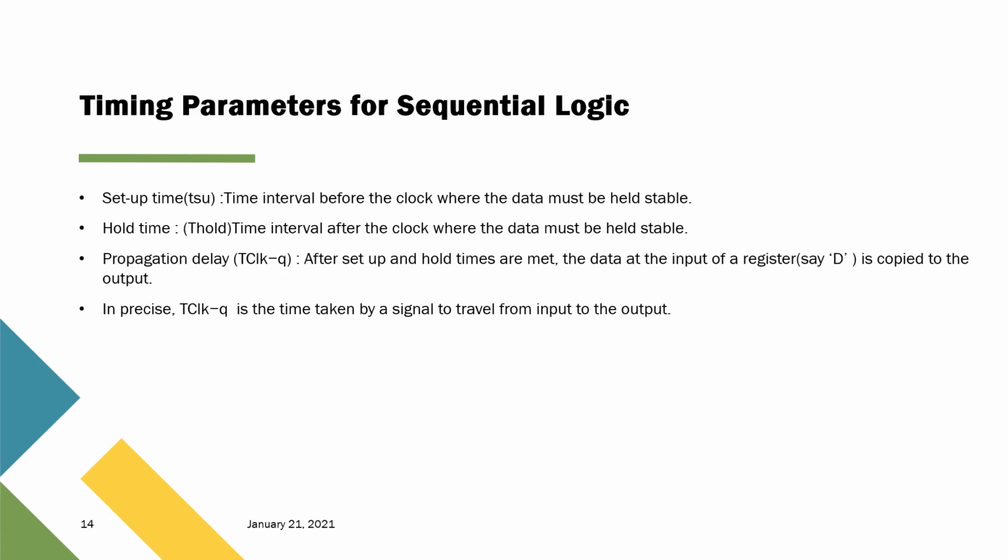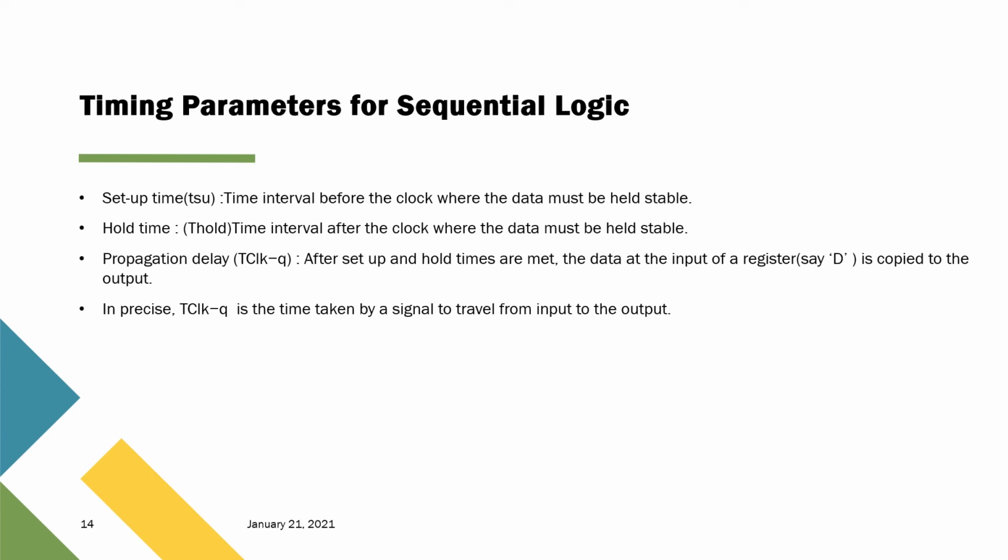The three parameters for sequential logic are explained here. First is the setup time. It is the time interval before the clock where the data must be held stable. Hold time. This is the time interval after the clock has started where the data must be held stable. Propagation delay is the same amount of time taken for the input to cross from the input terminal to the output terminal.